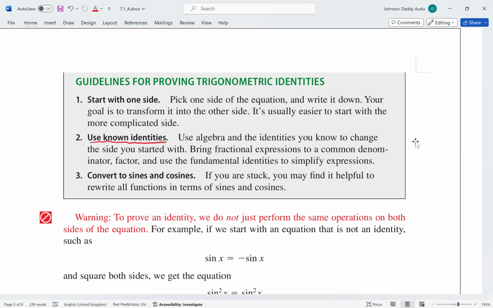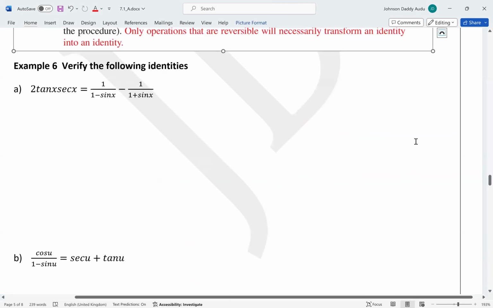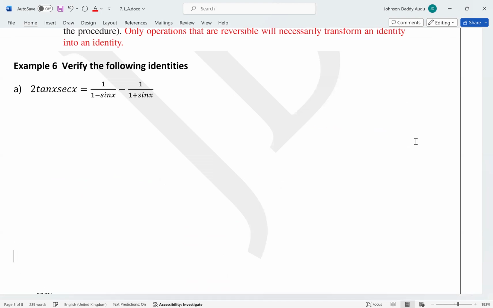So let's pick a few examples. For example, example 6, we want to verify. To verify means you want to prove the identity. You are not simplifying, so you just take one side. You have to look at both sides. If we see this as our left-hand side and this as our right-hand side, clearly the left-hand side is only one term and the right-hand side is 2 terms. So it will be easier if we take this one.